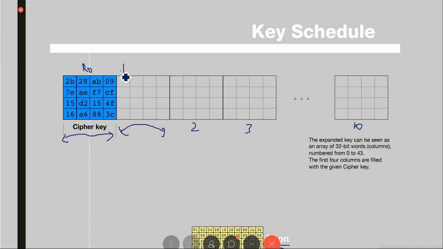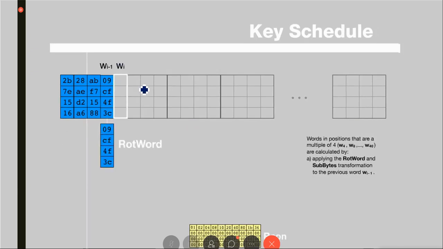You start with a column-wise operation. The column we need to find, let us call it the word Wi. This is the first column of the first round key that we want to find. Now to find Wi, you first choose Wi minus 1. Wi minus 1 means the word standing immediately before it.